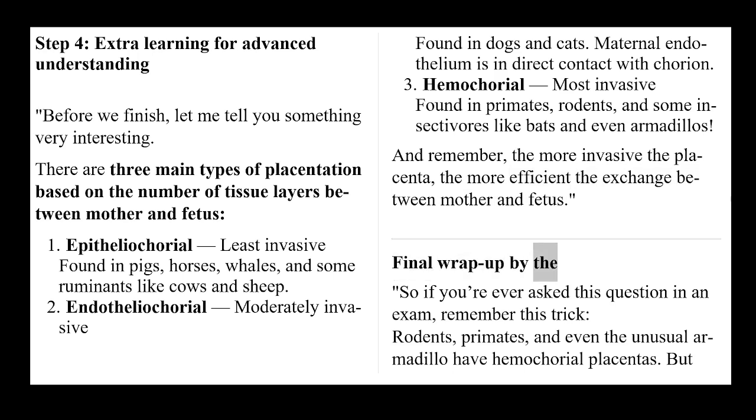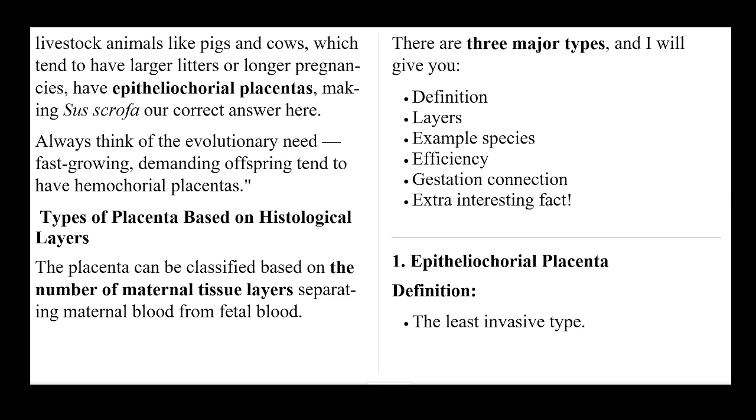Final wrap up. So if you are ever asked this question in an exam, remember this trick. Rodents, primates, and even the unusual armadillo have hemochorial placentas. But livestock animals like pigs and cows, which tend to have larger litters or longer pregnancies, have epitheliachorial placentas, making Sus scrofa our correct answer here. Always think of the evolutionary need. Fast-growing, demanding offspring tend to have hemochorial placentas.